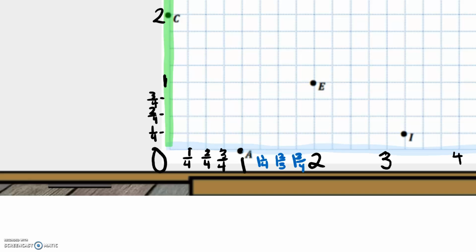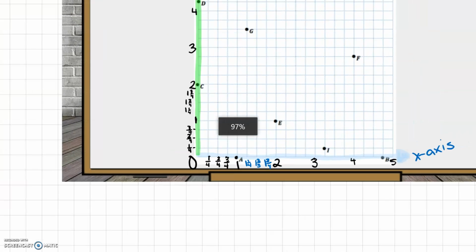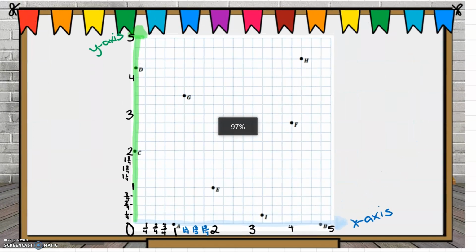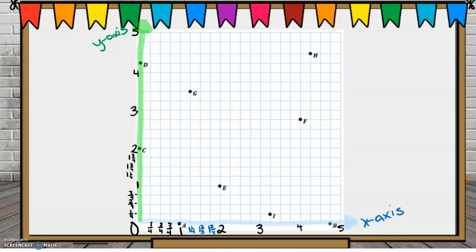Then between the number 1 and 2, we have 1 and 1/4, 1 and 2/4, 1 and 3/4, and then the number 2. So now, as we look at the whole coordinate plane, we need to label each point based on where it is on this whole coordinate plane. So the first point A, it's right down here.